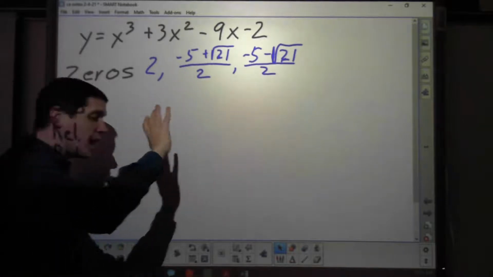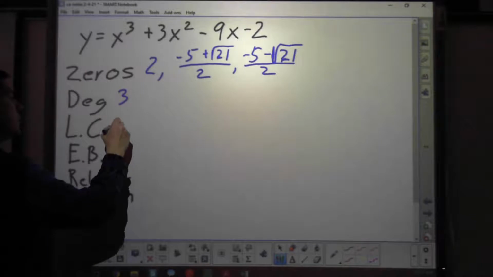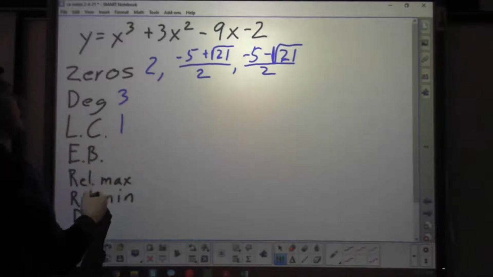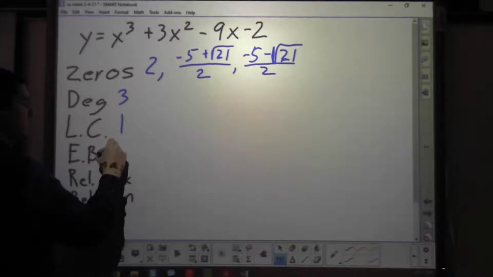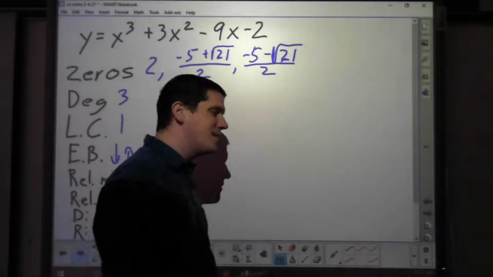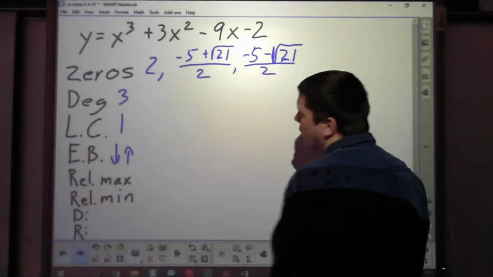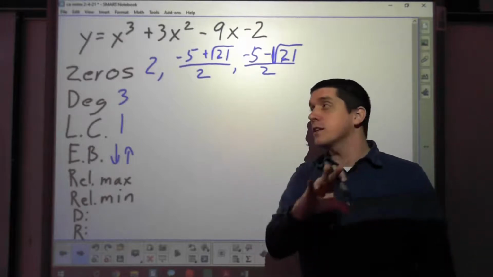Now, we can do everything else. Everything else remains exactly the same. Degree 3, leading coefficient 1. End behavior is odd, it's positive, down and up. Now, in terms of graphing this, I'm not overly worried about the graph right now. I still think the graph is a great thing.